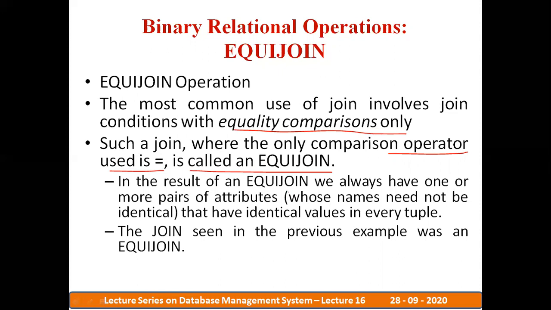In the result of an equijoin, we always have one or more pairs of attributes whose names need not be identical, but they have identical values in every tuple. If you are joining two tables, obviously the tables will be joined if there are some identical values. But the names of the columns of the joining tables need not be the same. It can be the same, but it need not be. There will be identical values in two columns of the resultant table. The joins seen in the previous examples are all equijoins.